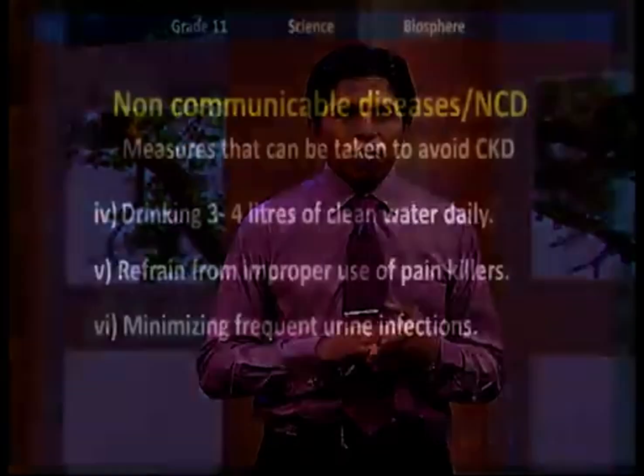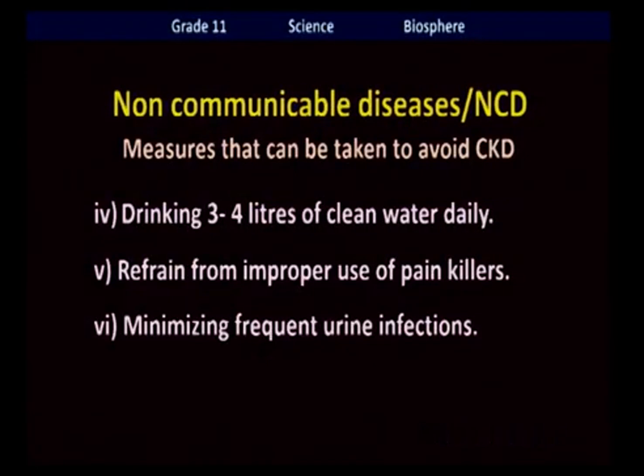Number 6, minimizing frequent urine infection. For a urinary tract infection, we have to get medication immediately. Otherwise, through the urinary tract, the germs, microorganisms or bacteria can reach your kidney and nephron and cause damage.